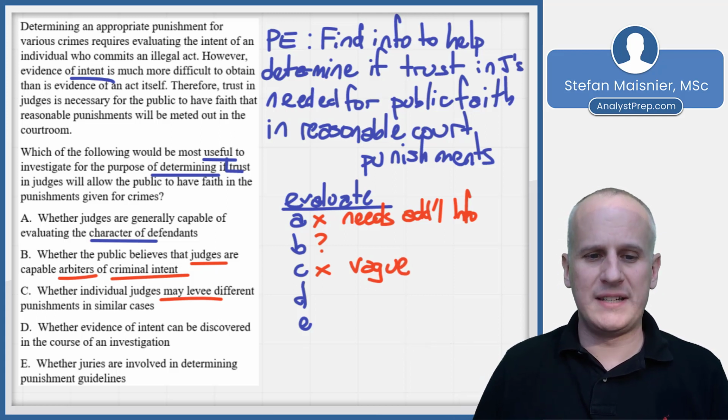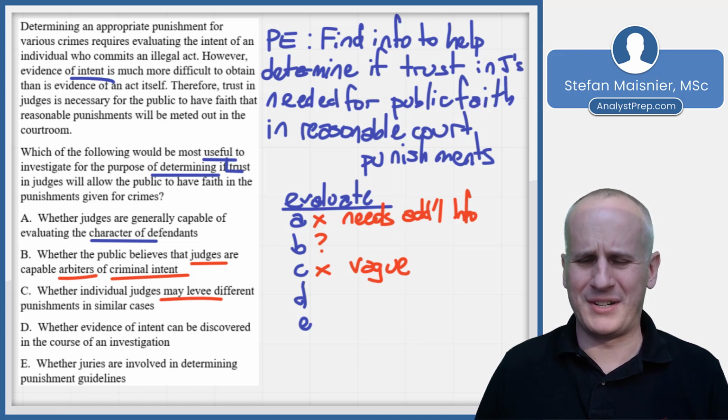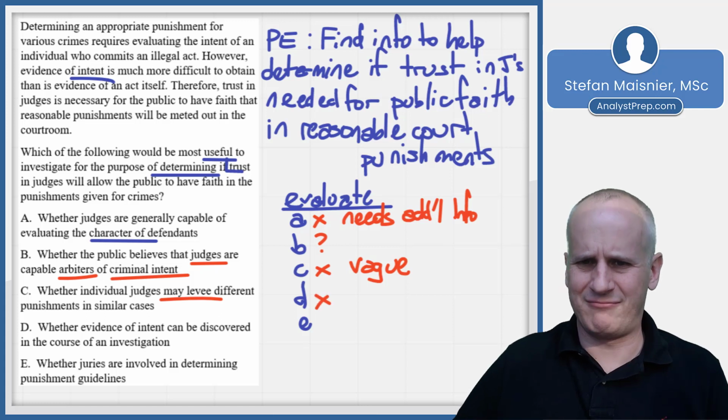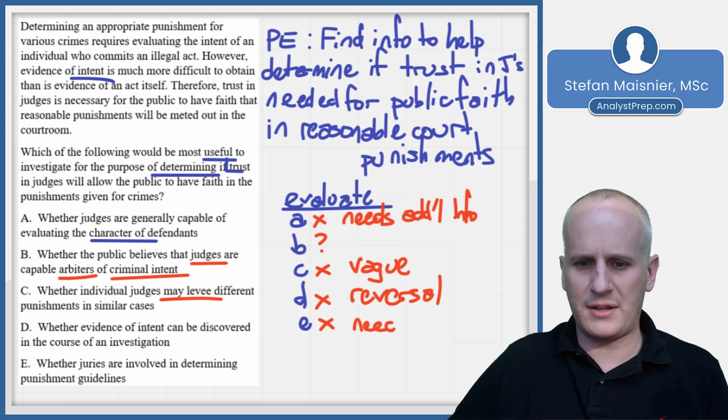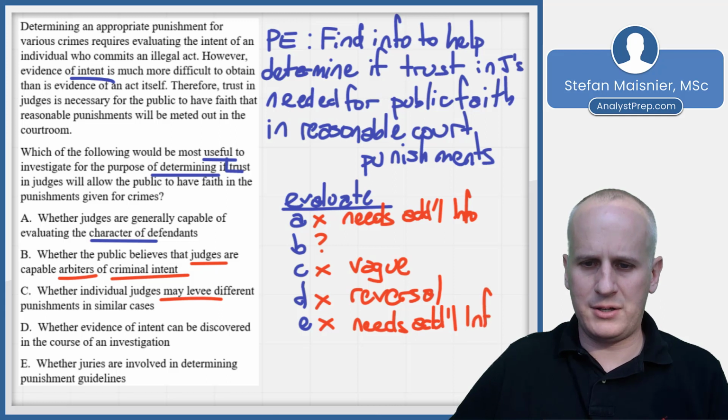Choice D, whether evidence of intent can be discovered in the course of an investigation. Well, we already know that. It just says it's more difficult to obtain. We don't need to know that it's impossible. This actually, if anything, is kind of a reversal of the facts. And whether juries are involved in determining punishment guidelines. Well, that too is going to introduce the new variable of juries and will require additional information.